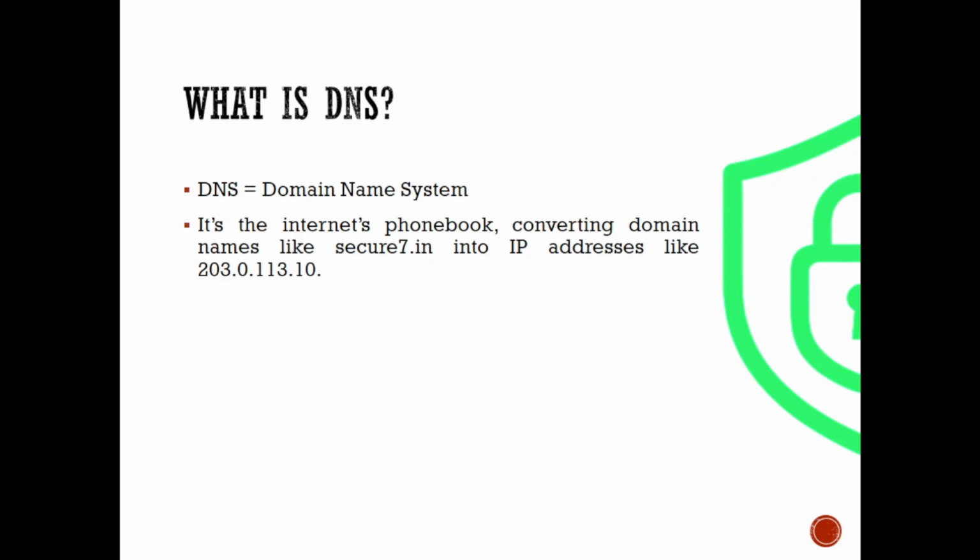What is DNS? DNS equals Domain Name System. It's the internet's phone book, converting domain names like secure7.in into IP addresses like 203.133.10. But there's a catch. DNS servers often leak information, intentionally or unintentionally. That's where ethical hackers come in.